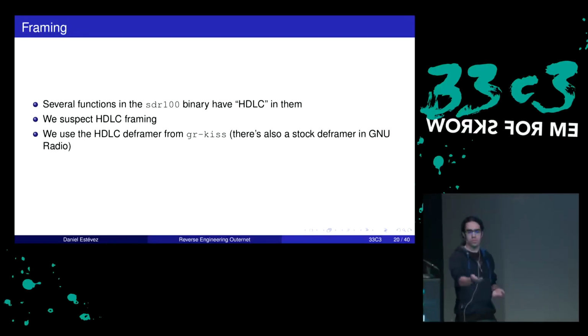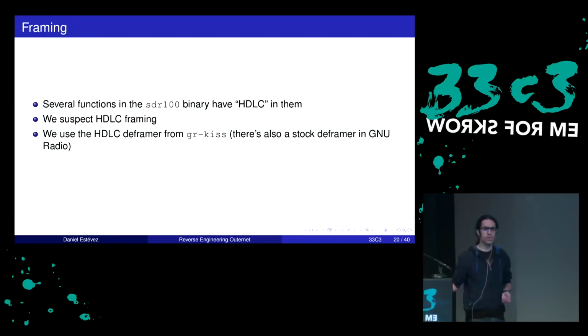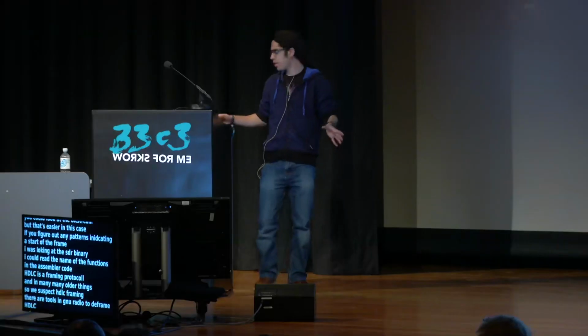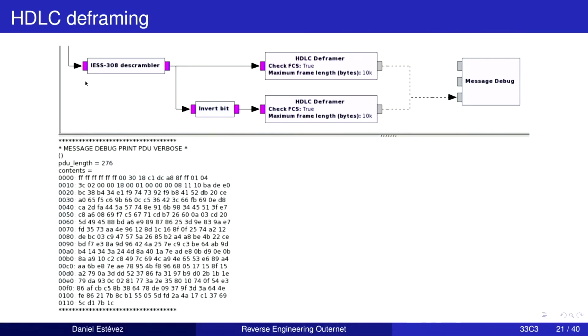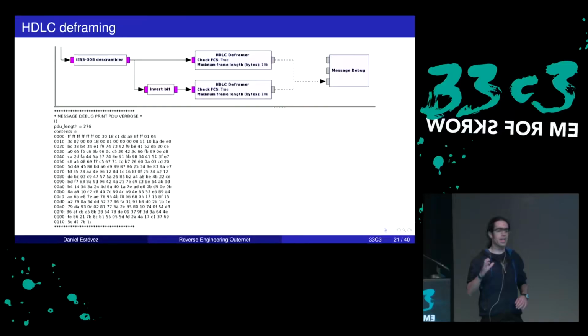And there are tools in GNU Radio to deframe HDLC. There's a stock deframer, but I prefer to use my own gr-kiss packet to deframe HDLC. So this is what we do. This is the output of the scrambler. We feed it into the HDLC deframer, and the nice thing about my own deframer is that you have this check FCS parameter. HDLC uses a 16-bit CRC to check the integrity of the frames. Many times when you're doing this sort of thing, you want to skip the check and get frames even if they have some bit errors. So if you set it to false, it's handy, it spits out frames whatever the CRC check might be.